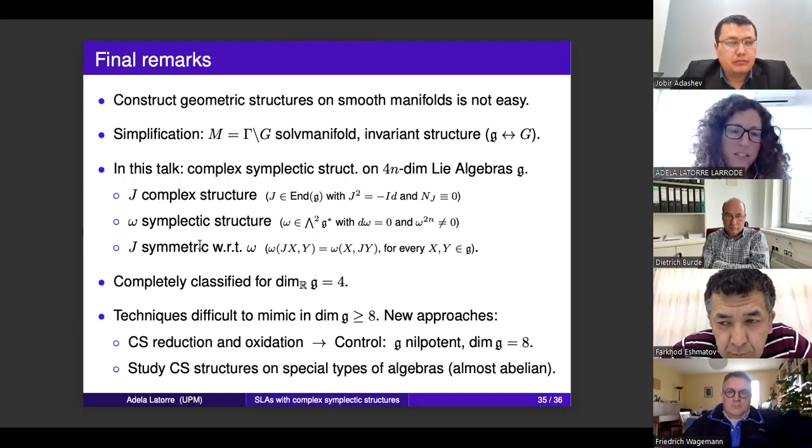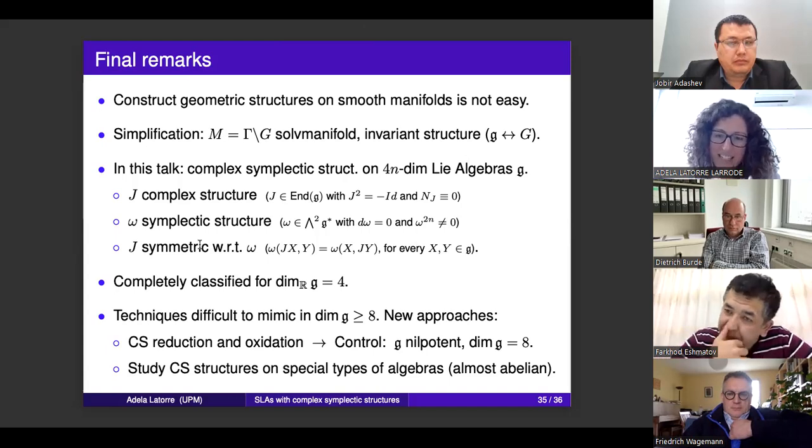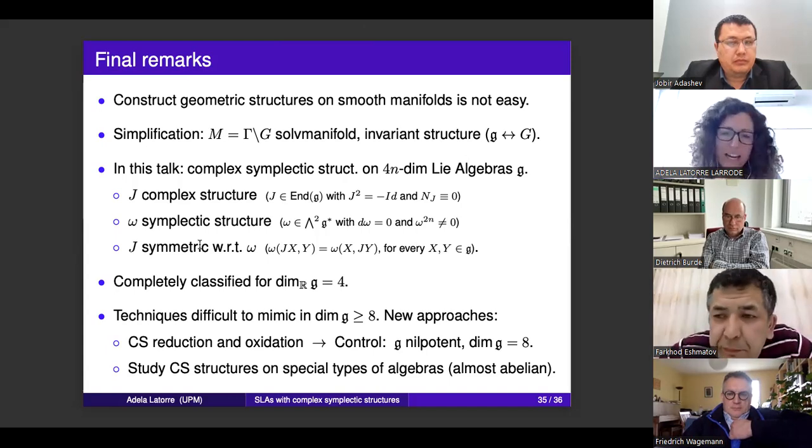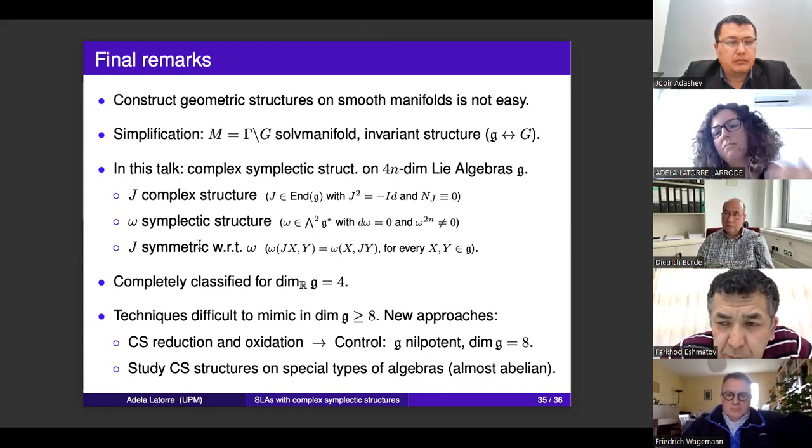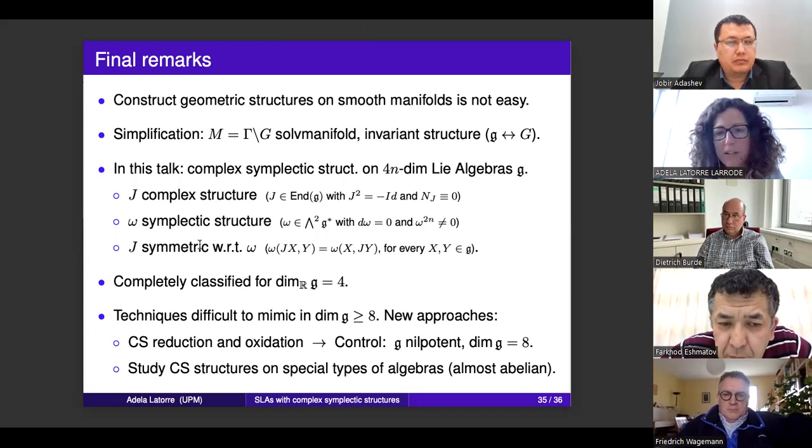One of them was this complex symplectic reduction and oxidation, which allows us to control the eight-dimensional case in the nilpotent case, in nilpotent Lie algebras. And the second approach was to study these complex symplectic structures on a special type of algebras called almost abelian, which are two-step solvable Lie algebras.